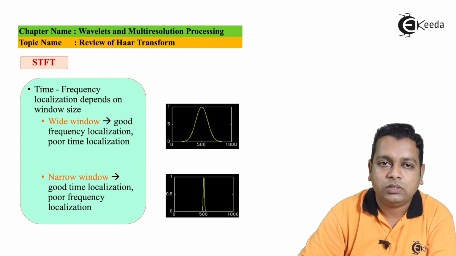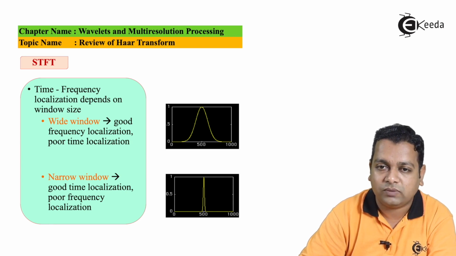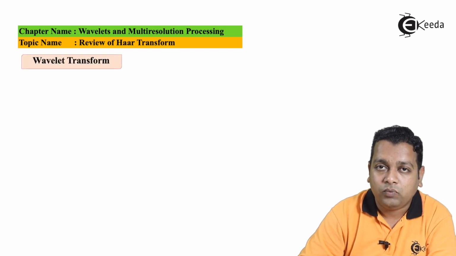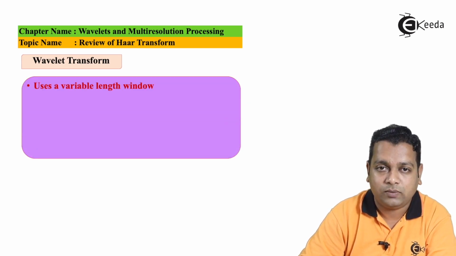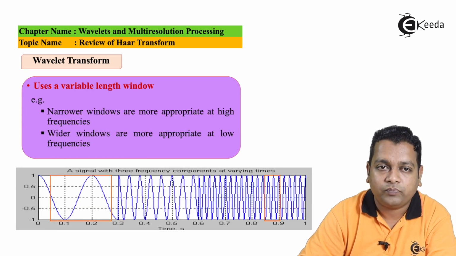So for the wavelet, which has a limited duration, we can vary the frequency. If a wide window is there, there is good frequency localization and poor time localization, which can be represented with this diagram. On the other hand, if there is a narrow window, there is good time localization but poor frequency localization. Here is the representation. Now on the wavelet transform side, the window is of variable length. For example, narrower windows are more appropriate at higher frequencies, whereas wider windows are more appropriate at lower frequencies.